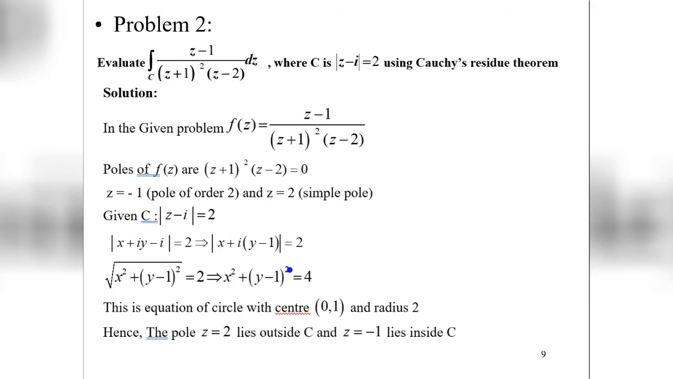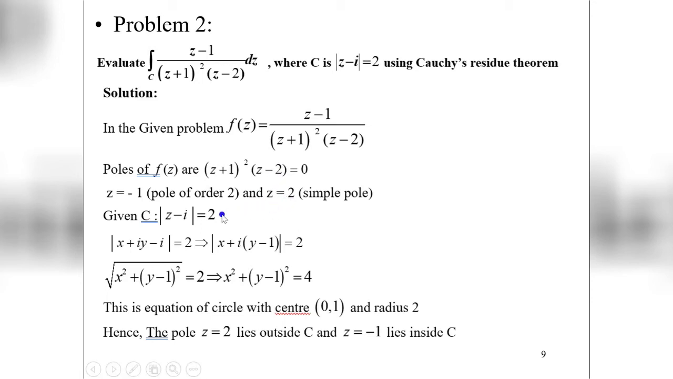Problem number 2. Evaluate the integral over C of z minus 1 divided by z plus 1 whole square times z minus 2 dz, where C is modulus of z minus i equal to 2, using Cauchy's residues theorem. In this problem, the function is z minus 1 divided by z plus 1 whole square times z minus 2. Equating the denominator to 0, we get poles z equal to minus 1, which is a pole of order 2. The next pole is z equal to 2, which is a simple pole.